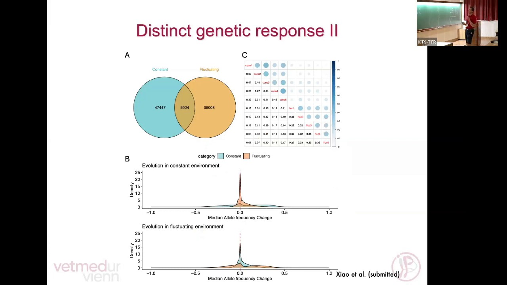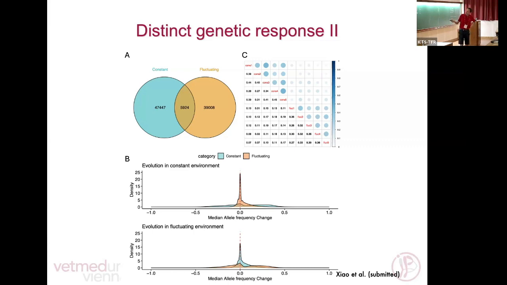So can we look a bit more at the genetic response? Because you may say, well, the PCA is too superficial. Now we do it on a SNP by SNP level. You see this is the number of SNPs that are overlapping. If you look at the correlation of allele frequencies, you see that within the same regime, the allele frequency changes are quite correlated. Between the regimes, they're not correlated.